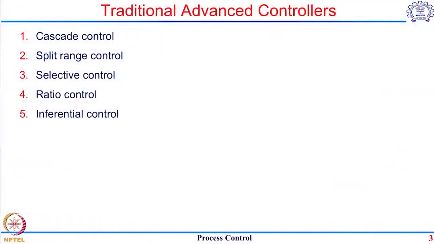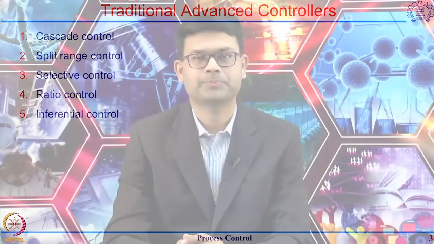In this part of the week, we will go through these five traditional advanced control strategies: cascade control, split range control, selective control, ratio control and inferential control. So let us start with cascade control. In order to motivate the need for cascade control, let me take an example.